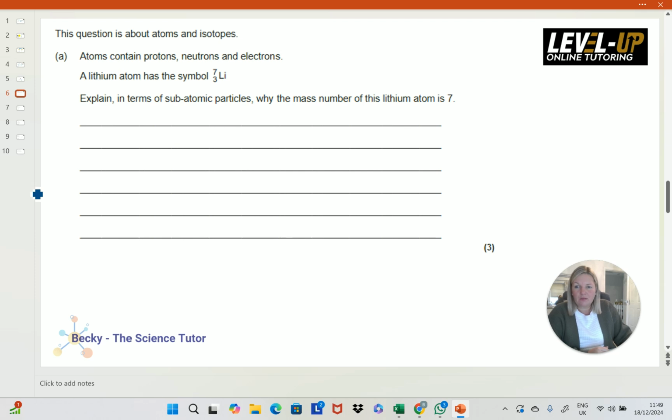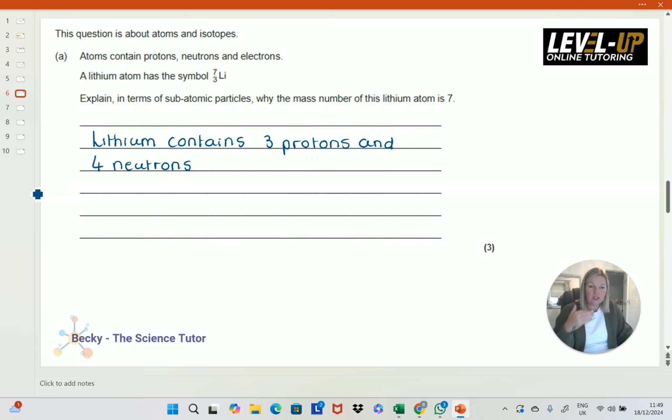So things we want to say is that lithium contains, so remember the 2 that have mass are protons and neutrons, contains 3 protons and 4 neutrons. Okay, so there I've hit 2 marks. Because I've identified, I've used my knowledge, I know I can work out that it's got 3 protons, 4 neutrons. And my 3rd mark is for then just basically identifying that those added together give the mass of 7.